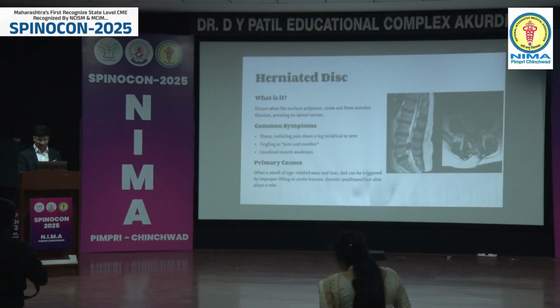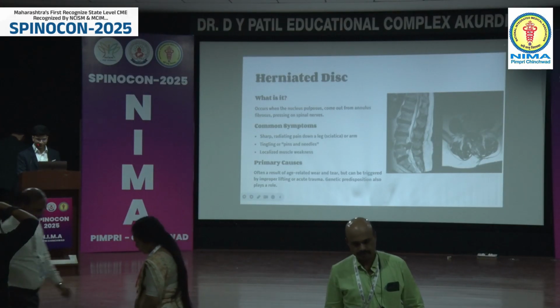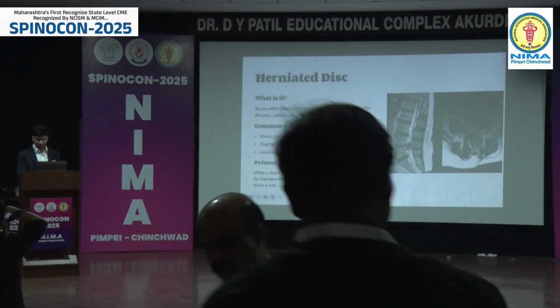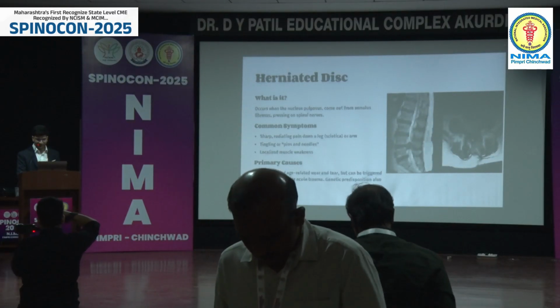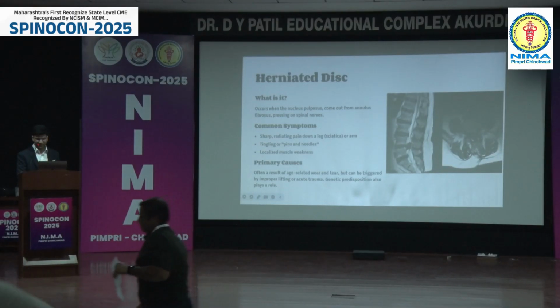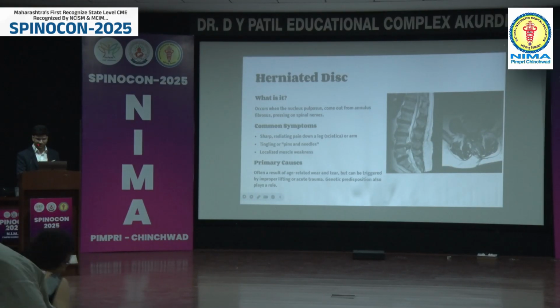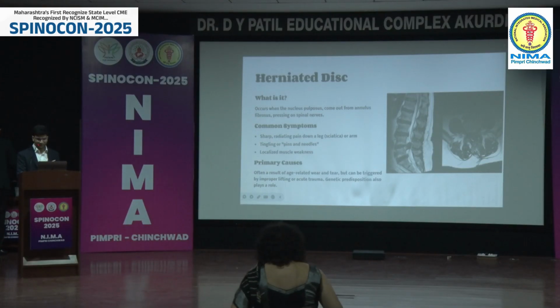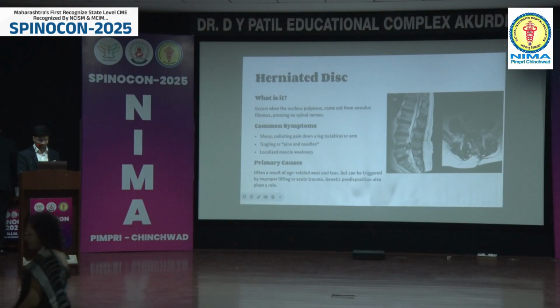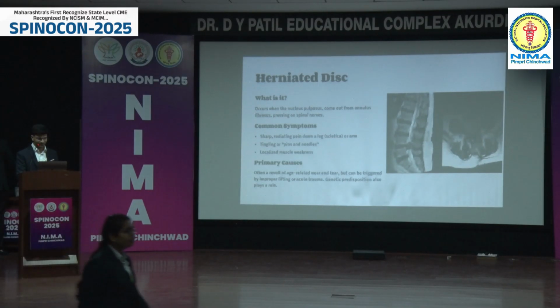Alright? And this structure which you see, the blackish thing between the two bones, is the intervertebral disc. This is the cord which ends at L1, and there are nerve roots below that. And this white thing is basically CSF. You see there is a large disc bulge here into the spinal canal. It's called a prolapsed intervertebral disc. This occurs when the nucleus pulposus comes out of the annulus fibrosus, pressing on the spinal nerves, which can lead to sharp radiating pain down the leg, tingling sensation in the legs, and the patient can have localized muscle weakness. The primary causes include age-related wear and tear, but it can be triggered by improper lifting and acute trauma.